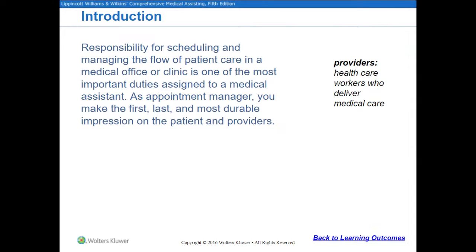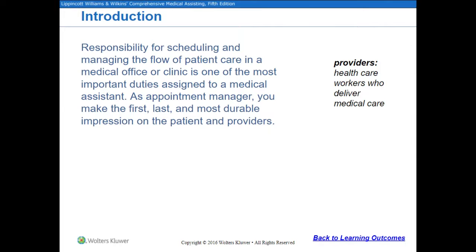Let's see. I'm going to just go ahead and read this introduction here. Responsibility for scheduling and managing the flow of patient care in a medical clinic is one of the most important duties assigned to a medical assistant. As appointment manager, you make the first, last, and most durable impression on the patient and providers. So just remember that you make the first impression. Think about when you go into a doctor's office, especially for the first time. Think about what forms your impression about that office right away. Think about that as the medical professional.